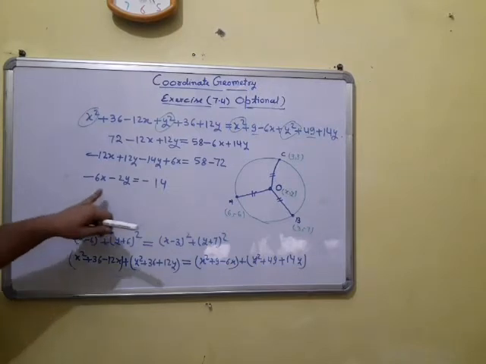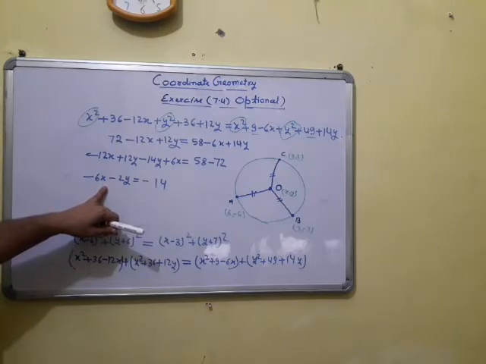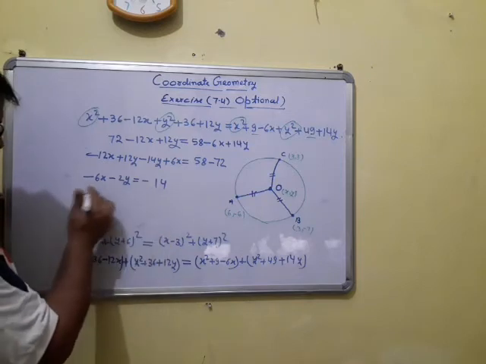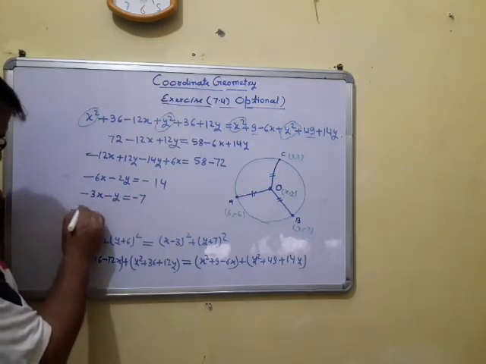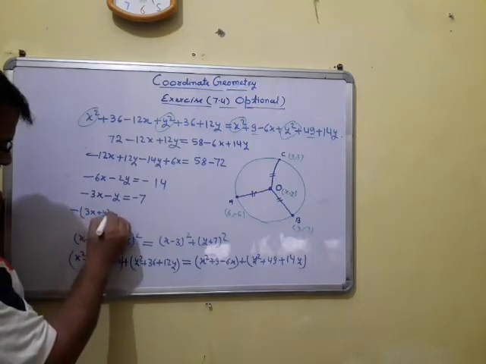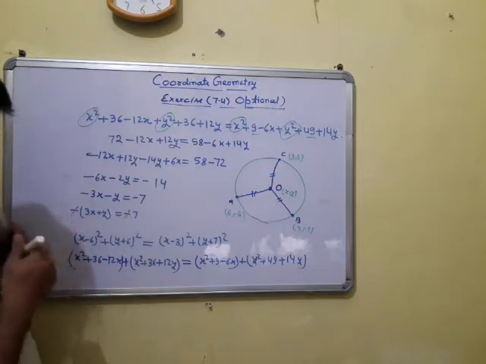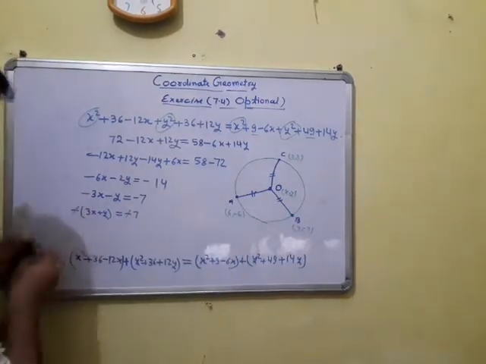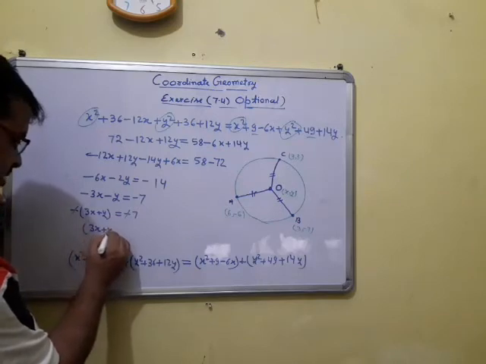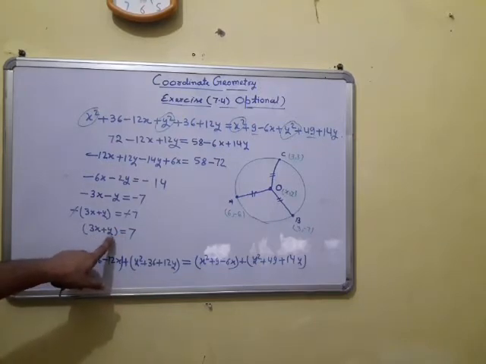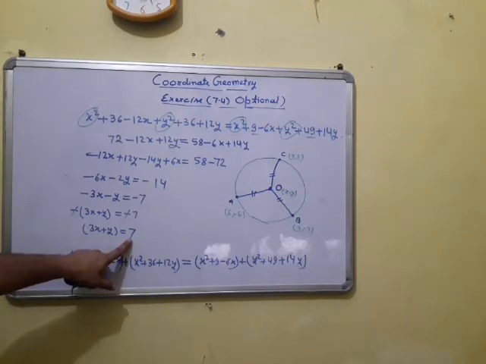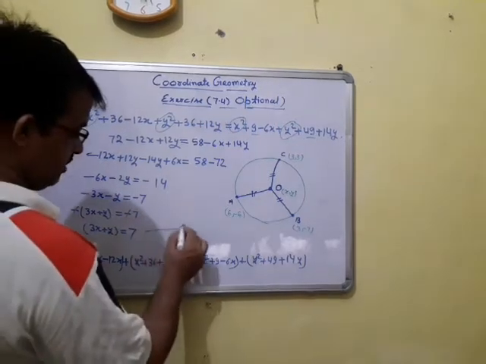So what we get here, minus 6x minus 2y equals minus 14. This is divided by 2, so we get minus 3x minus y equals minus 7. Take the minus sign outside, so we get 3x plus y is equal to 7. On dividing both sides by 2, we get 3x plus y is equal to 7. Clear? This is the first equation.